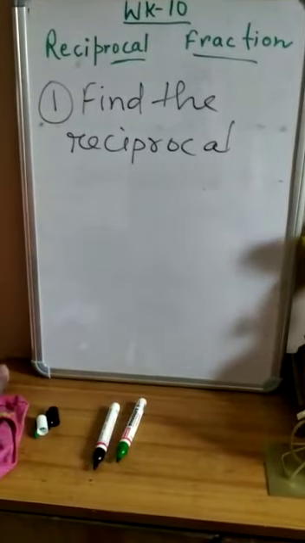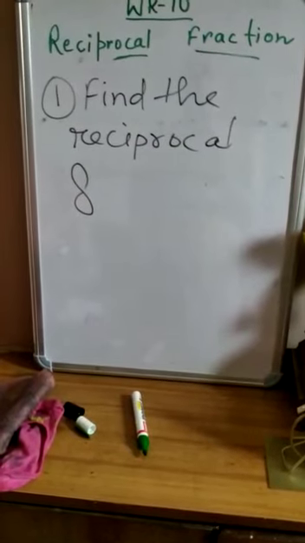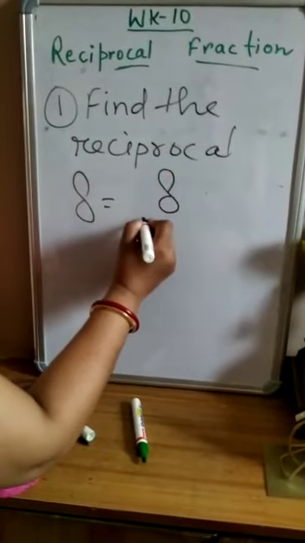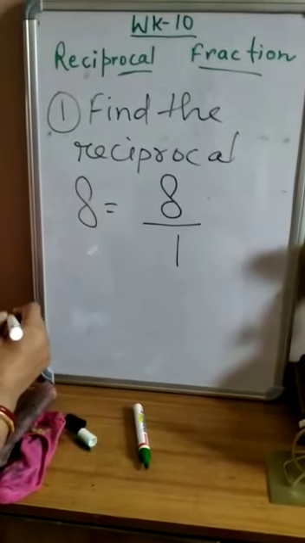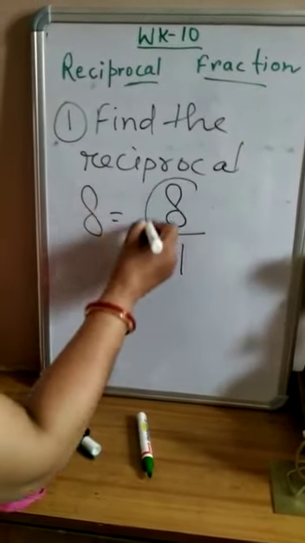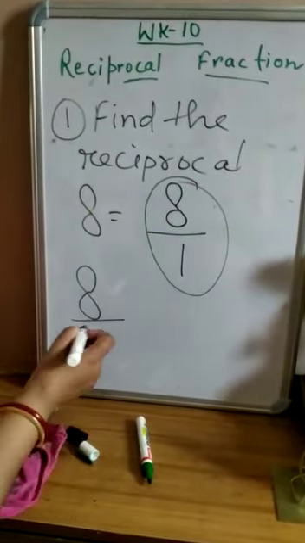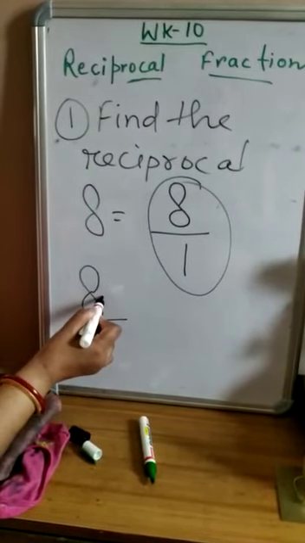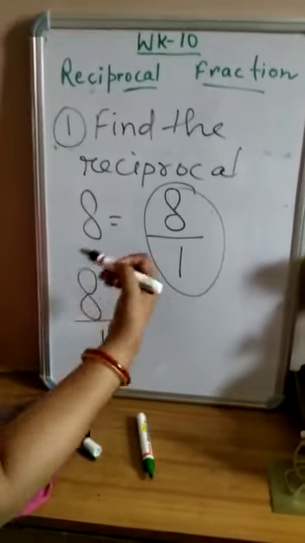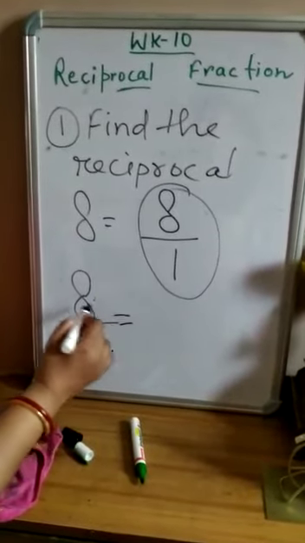Now all of you see here. The example is 8. What is the reciprocal of 8? We can write 8 as 8 by 1. What I have told you, a whole number can be written as a fractional number, 8 by 1. So you have to find the reciprocal of 8 by 1. Here 8 is the numerator and 1 is the denominator. So what is the reciprocal of 8 by 1? We interchange the position of numerator and denominator, just opposite.